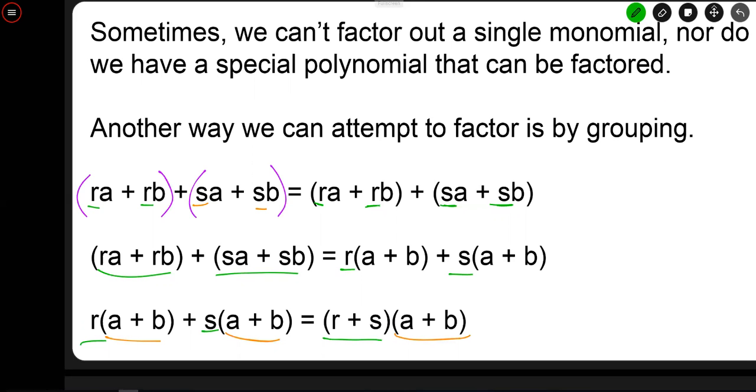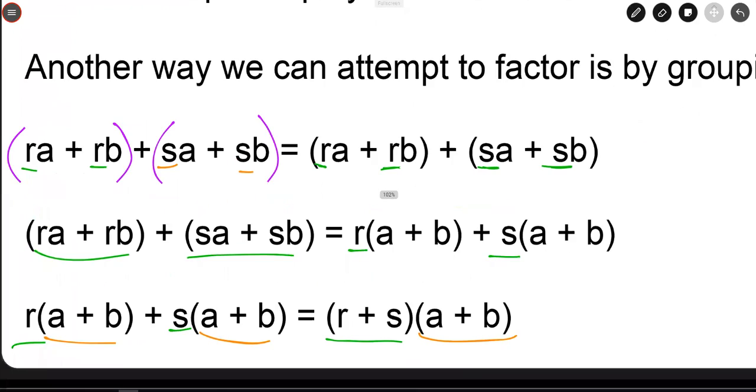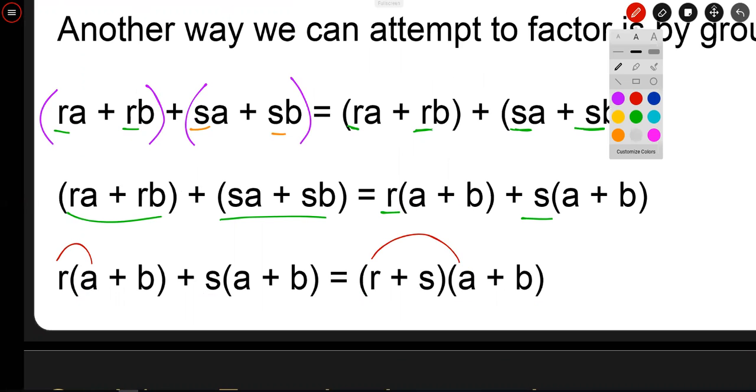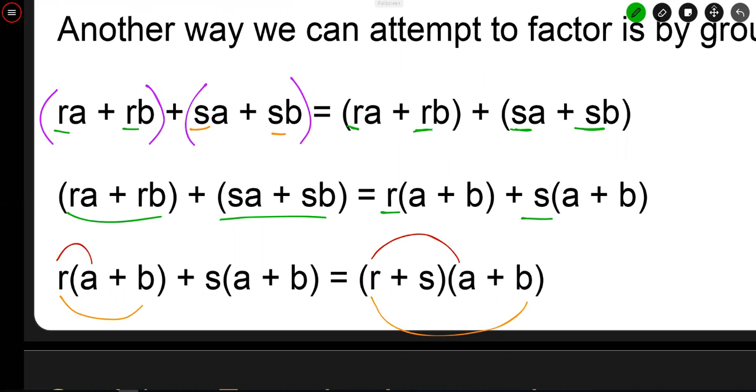I should probably change my colors because I want to show how this actually works. What we effectively have here is the FOIL method. It's just spread out. If we think about the FOIL method, it's first times first, R times A. Well, there's my first times first on the left. Outer times outer, R times B. There it is on the left again. Inner times inner, S times A. There it is again. And then finally, last times last, S times B, is right there.